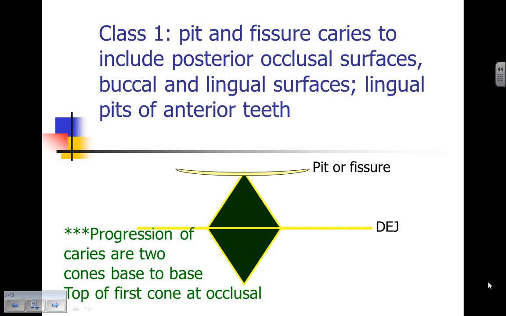Let's first look at what we already know about Class 1 pit and fissure caries. It includes the posterior occlusal surfaces, the buccal and lingual surfaces of posterior teeth, pits and fissures, and the lingual pits of anterior teeth. Its typical appearance is a progression of caries where two cones or two triangles are base to base, where the caries initiates at the tip of one triangle and progresses towards the pulp through the dentinal tubules to the other tip. It's a very typical schematic of what pit and fissure caries looks like.